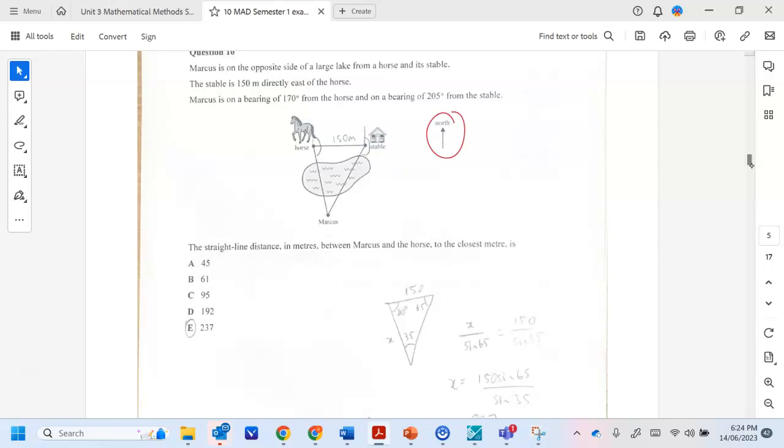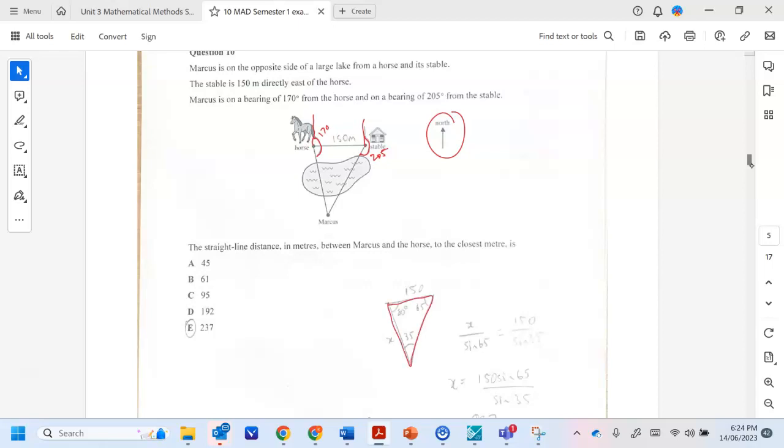So here it's told us that north is upright. You can see I've drawn that bearing there. So that's 170, and then 205 from the stable. So there's that bearing there, 205. So I've redrawn that triangle here.